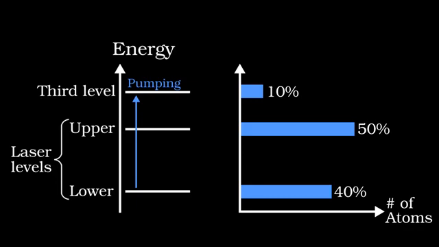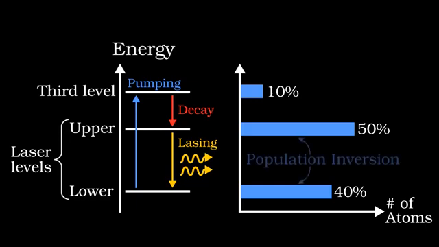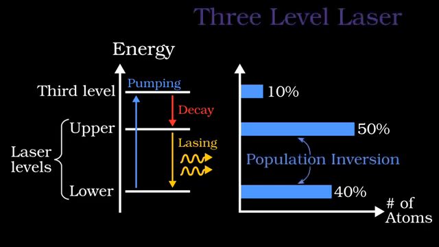Once they're pumped to the third level, atoms decay down to the upper lasing level, giving up the excess energy as waste heat. This is also fine. Because this loss of energy happens so quickly, atoms don't stay on the third level, but a large number ends up in the upper laser level, 50% of the total. Now for the lasing. With a 50-40 split, there are more atoms in the upper level, therefore there is a population inversion and gain. The laser works.